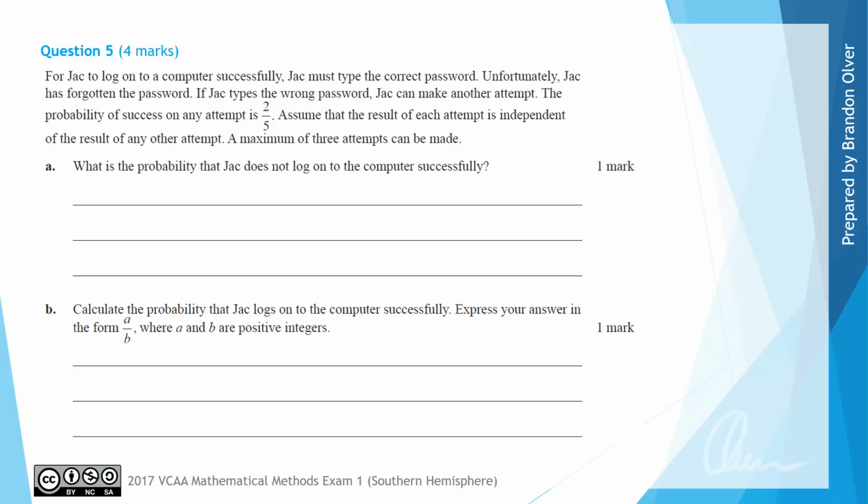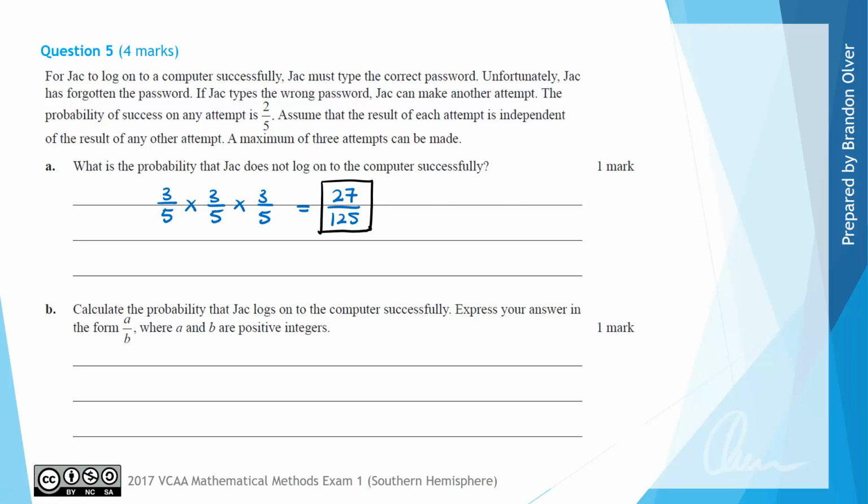So in other words, he gets 3 fails in a row. If the probability of success is 2 on 5, then the probability of failing is 3 on 5. So we just have 3 on 5 times 3 on 5 times 3 on 5. And that is going to equal 3 times 3 times 3 is 27, on 5 times 5 times 5 is 125. So that is the answer to part A of this question.